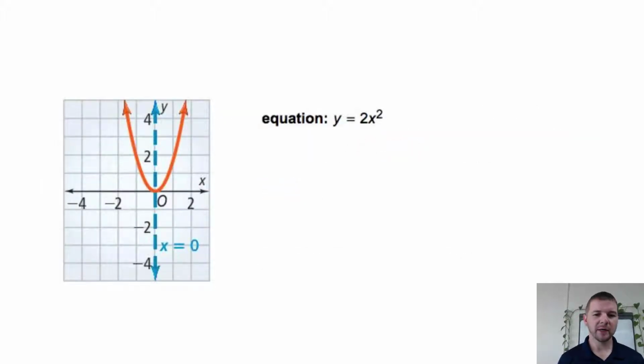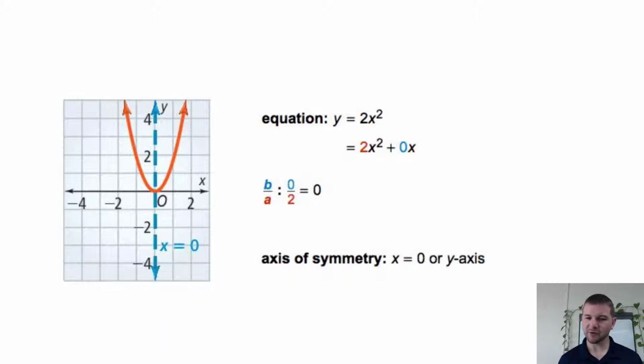Here we have graphed the equation y equals 2x squared, forming the parabola shown here in orange. Note also, 2x squared can be thought of as 2x squared plus 0x. So the ratio b to a, in this case, is 0 to 2, and that's 0. So our axis of symmetry is the line x equals 0, also known as the y-axis.